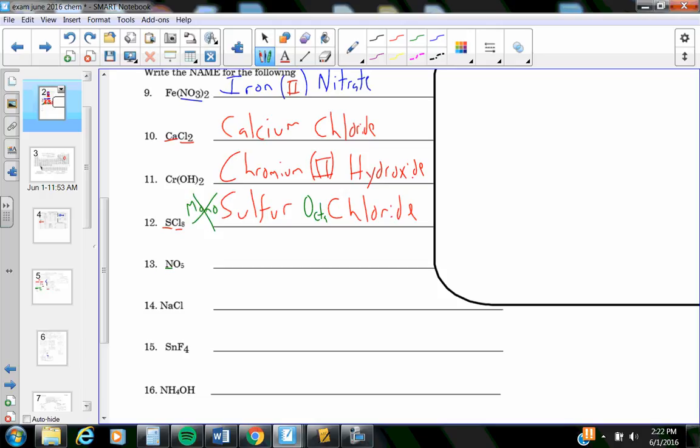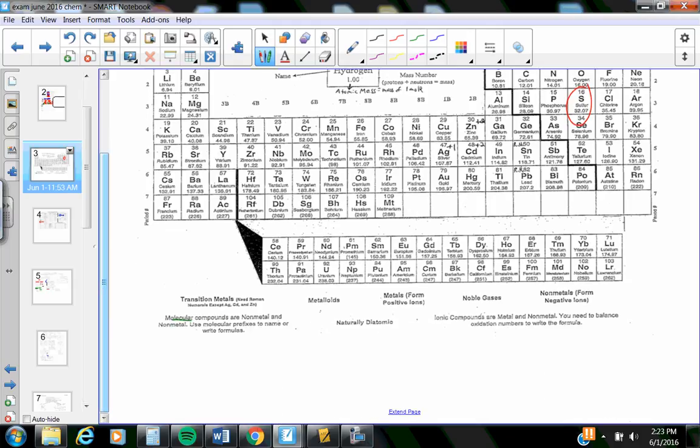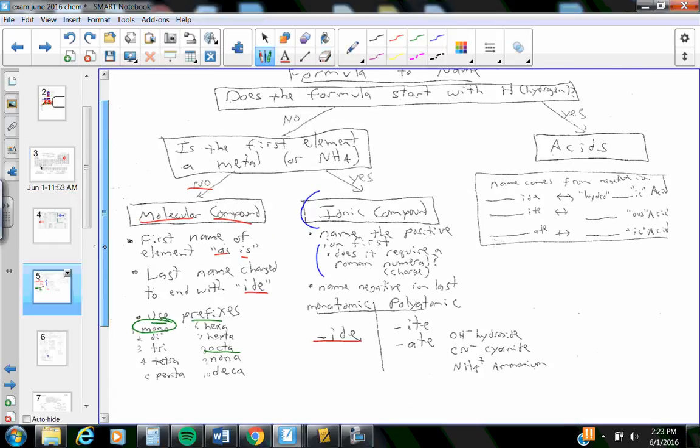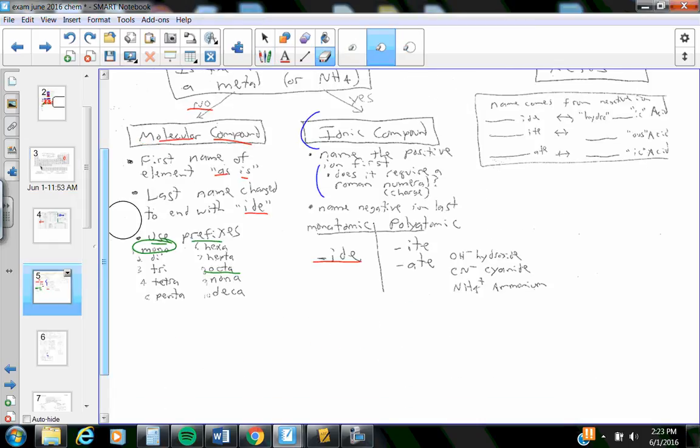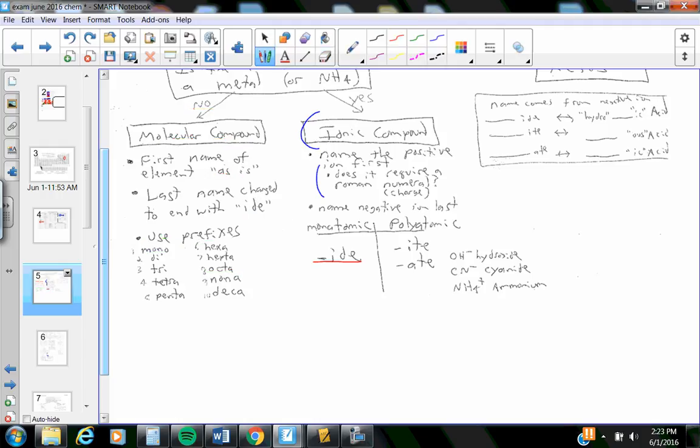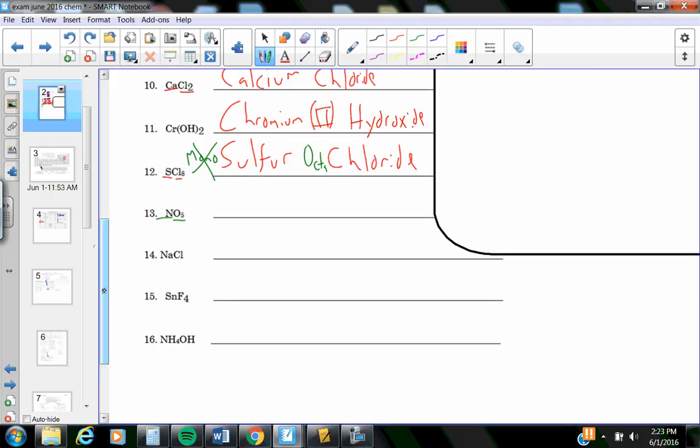Next one, NO5. Start with H? No. Start with a metal? No. Once again, it's a molecular compound. Down here, molecular compounds are non-metal to non-metal. You use molecular prefixes to name them. So I'm going through these same sets of rules that we just went through over here. First name, as is. That would be nitrogen. There's only one of them, which would be sort of meaning mono, but we don't put it for the first. Mono isn't necessary for the first one.